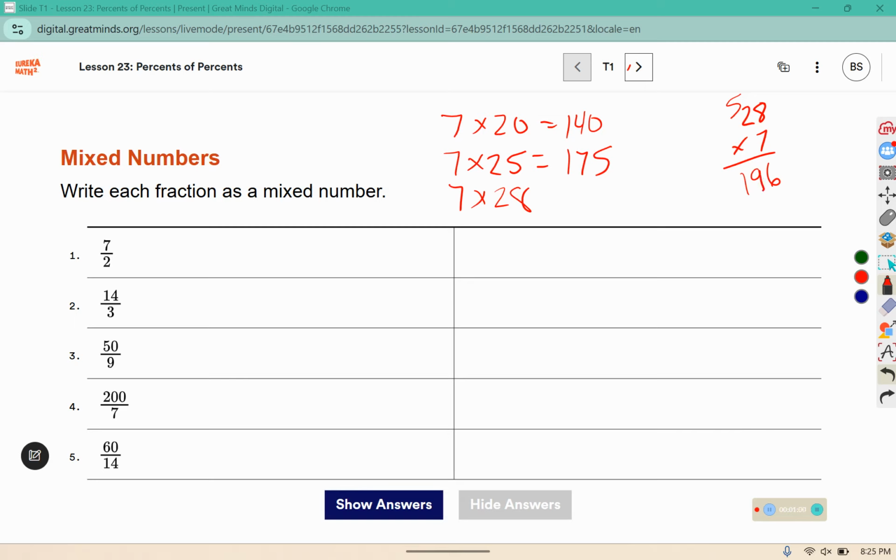So I'm super close now. That would be 28 sets of 7. And then from 196 up to 200, I need 4 more to get to 200. So that's 4/7.